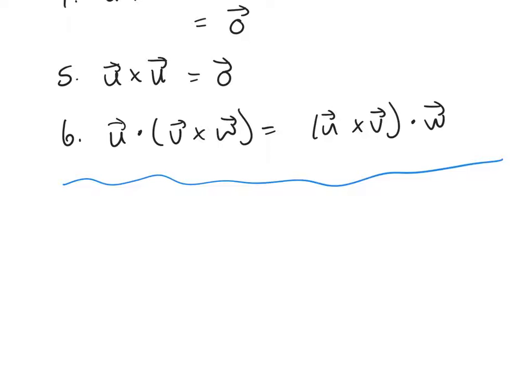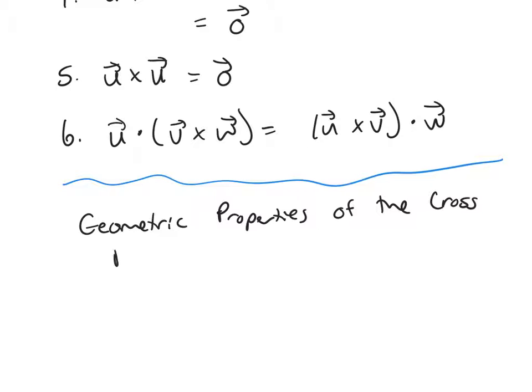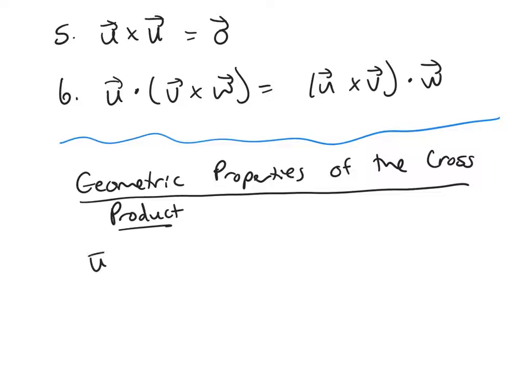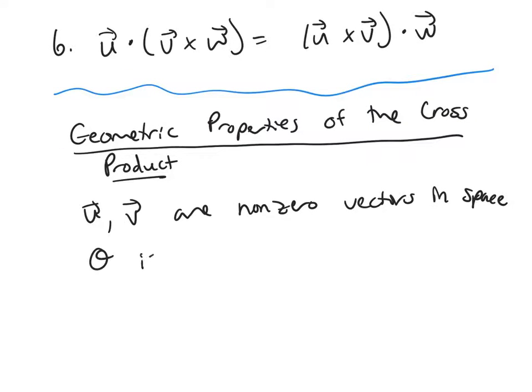Now let's talk about the geometric properties. So let's say I have two vectors, U and V. They need to be non-zero vectors in space. And I'm going to take theta as the angle between U and V.